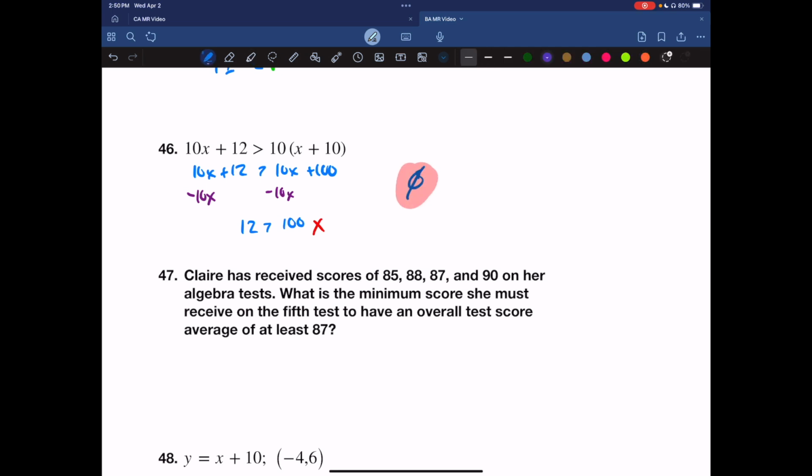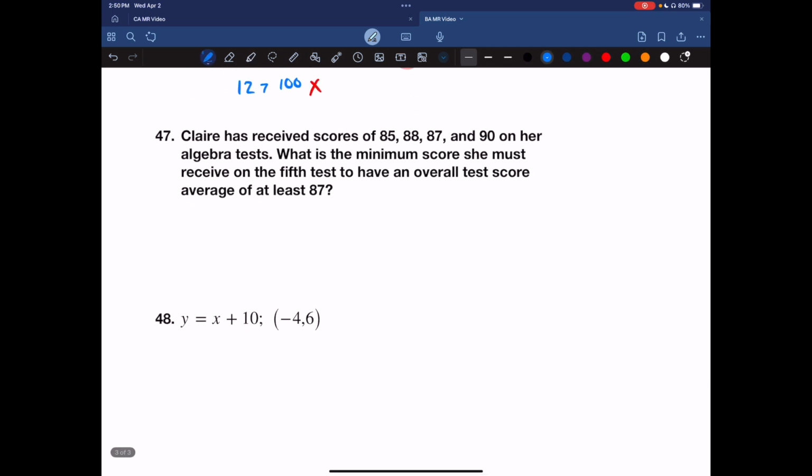All right, 47. Claire has received scores of 85, 88, 87, and 90 on her algebra test. What is the minimum score she must receive on her 5th test to have an overall score of at least 87? Okay, so first of all, we're going to take the average of 85, 88, 87, 90, and some 5th test that we don't know yet, over 5. She can have an 87, and she can have more than an 87. She just can't have less than. So it's going to be greater than or equal to 87.